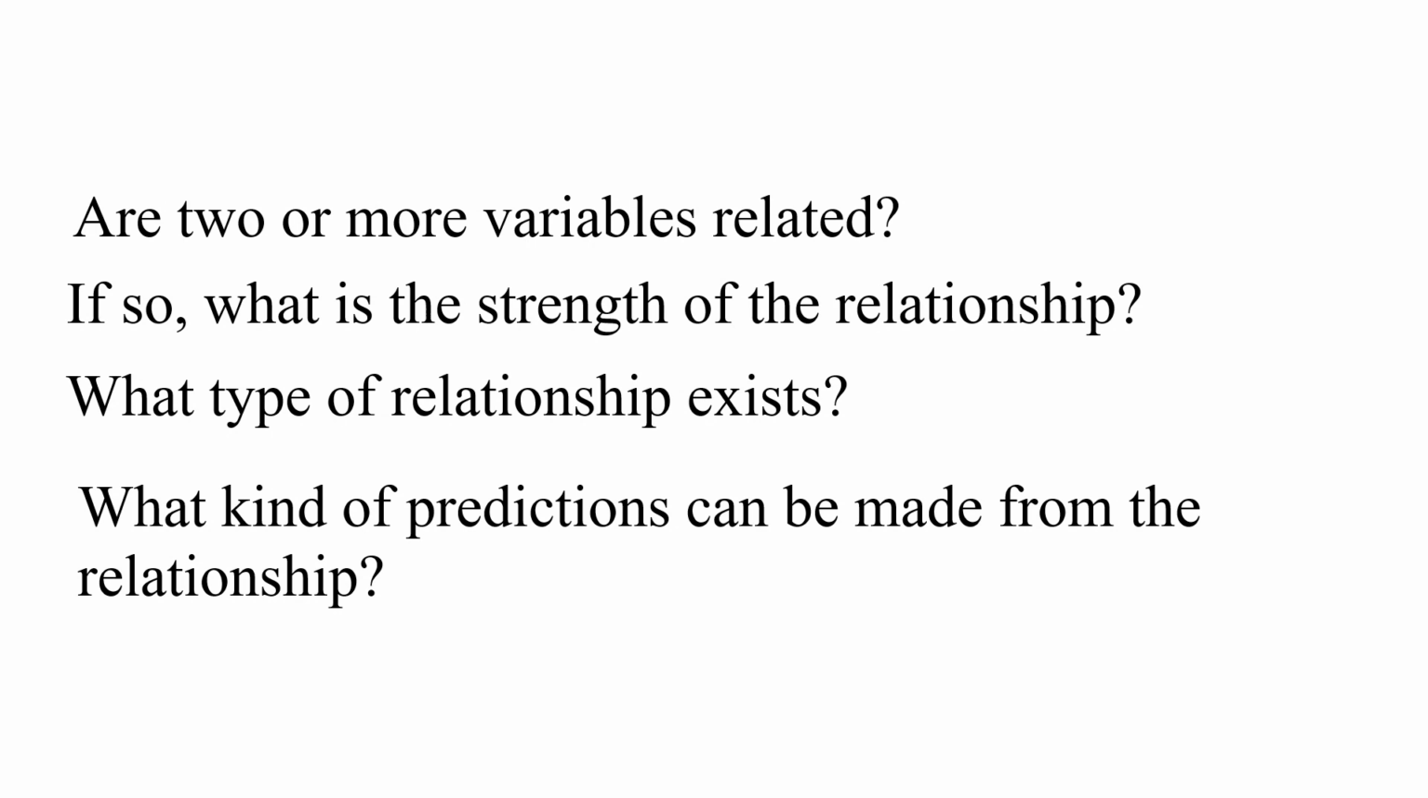On the third question, you must ascertain what type of relationship exists. There are two types of relationship: simple and multiple. In a simple relationship, there are two variables. The independent variable, also known as the explanatory variable or predictor variable, and the other variable is called the dependent variable, which is also known as the response variable.